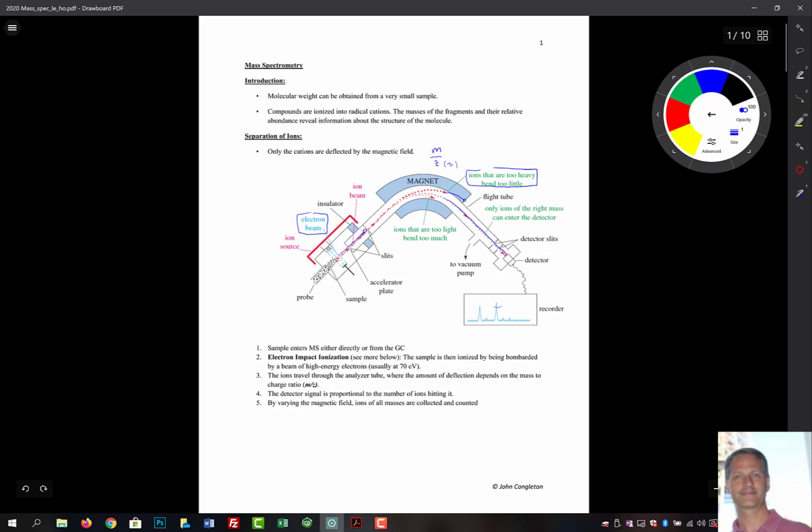And then we see a peak. The detector is sensitive to the number of times these ions hit it, so it plots abundance, essentially. By varying that magnetic field, we can, in essence, focus, and we can get ions that are too heavy to bend further down so that we can detect them on our mass spec.